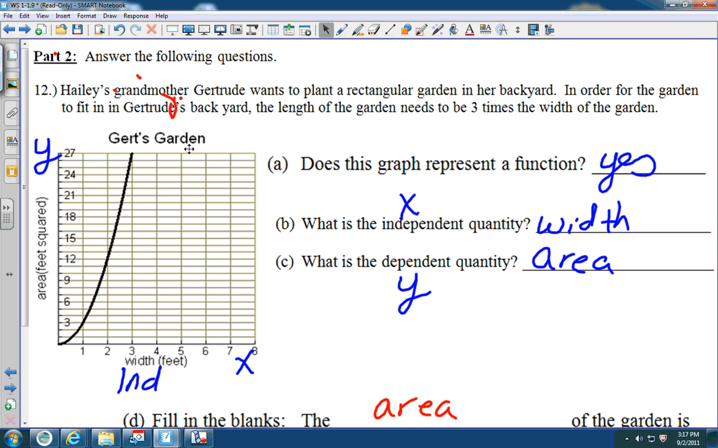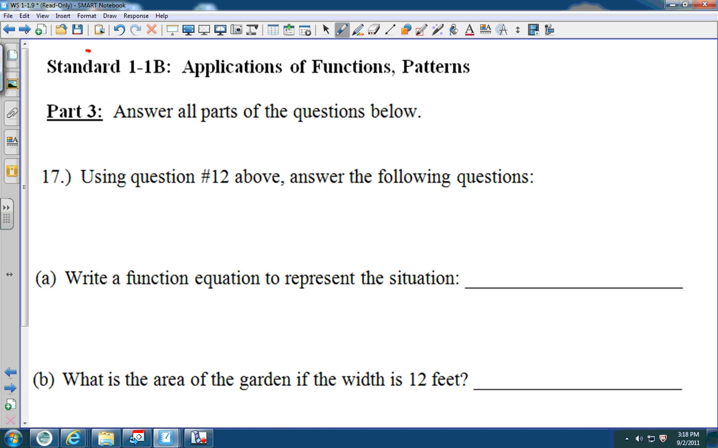Let's write the function. It says that the length equals 3 times the width. So actually I should put L. L equals 3W. There's my equation. So if I go back over here, L equals 3W. Now it's asking what is the area of the garden if the width is 12? L equals 3 times the width. The width is 12, so my length equals 36.